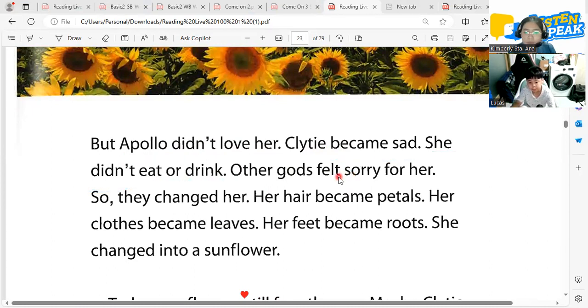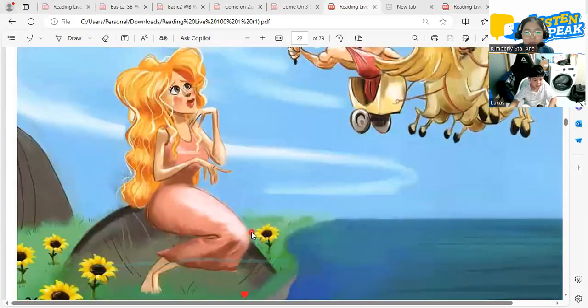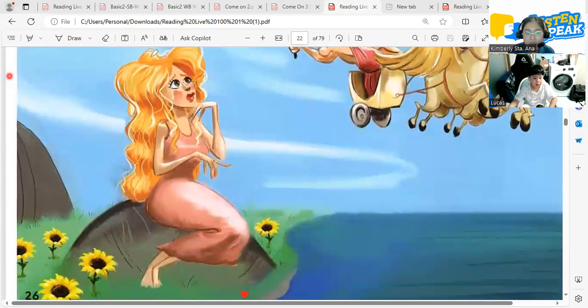The other gods felt sorry for her, so they changed her. Her hair became petals, her clothes became leaves, her feet became roots. She changed into a sunflower.